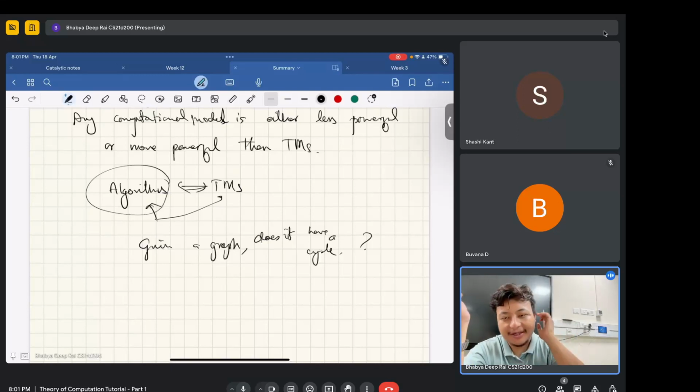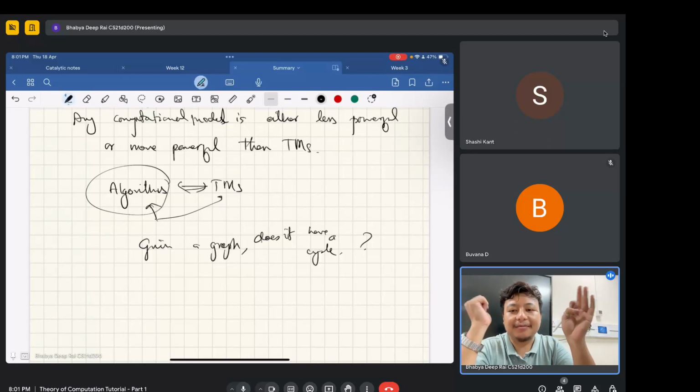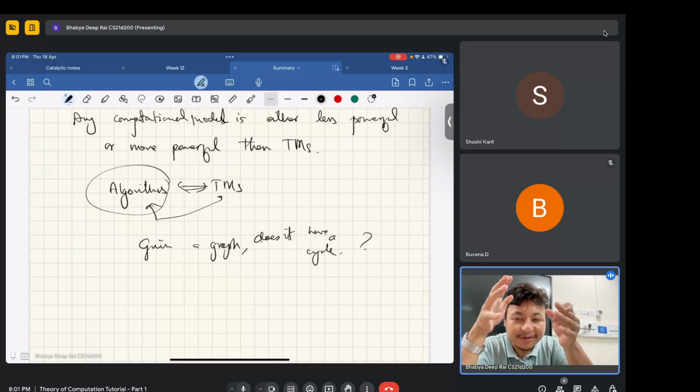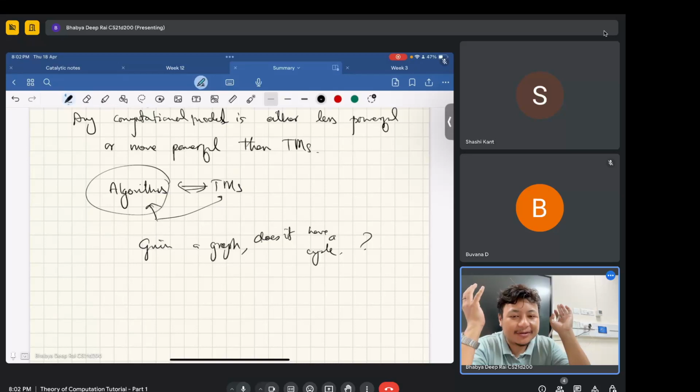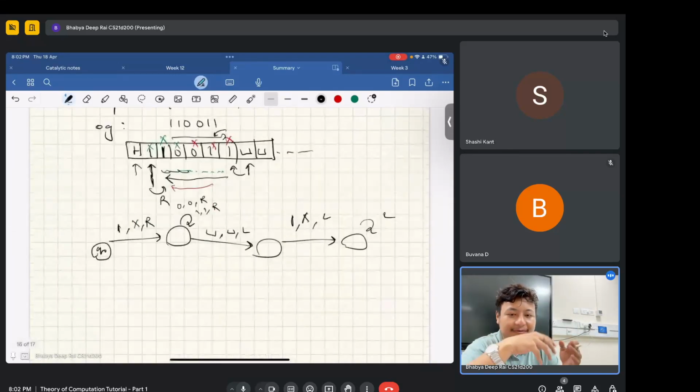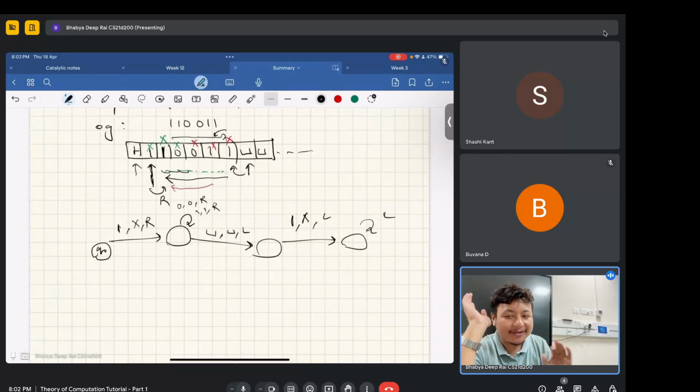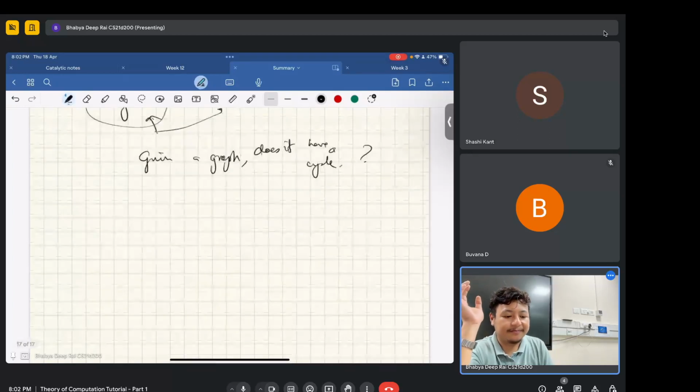So that is what I appeal: instead of looking at these problems as Turing machines, try to look at them as algorithms. Because once you try to solve these high level problems by thinking about them in this low level manner, with zeros and ones and input tape and so on, that becomes a bit tedious to think about.